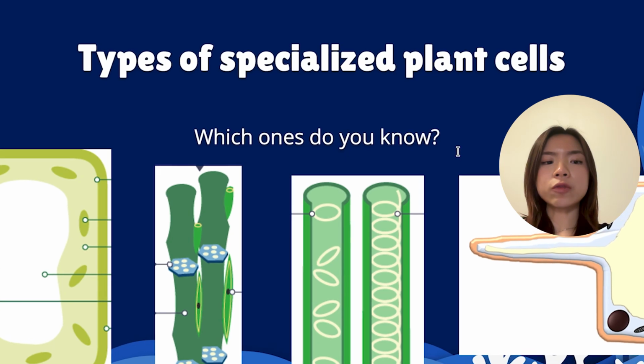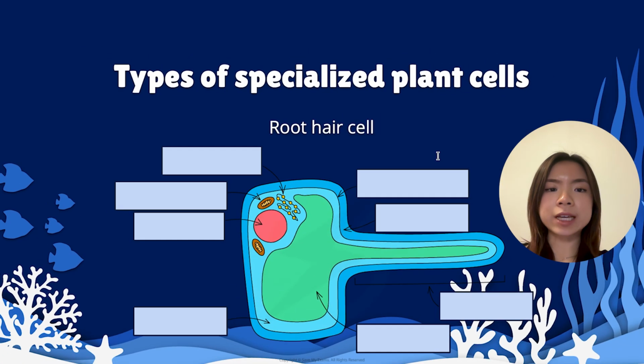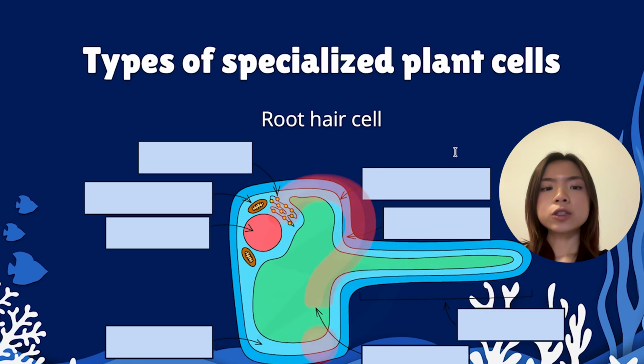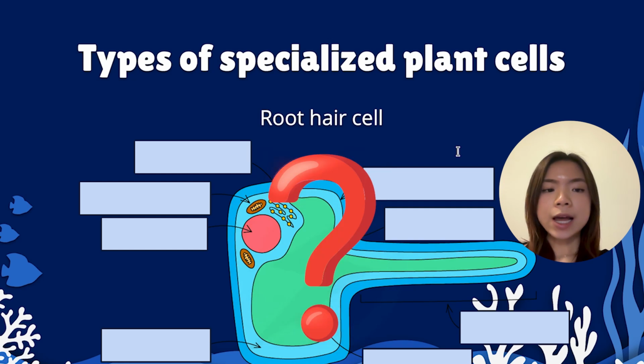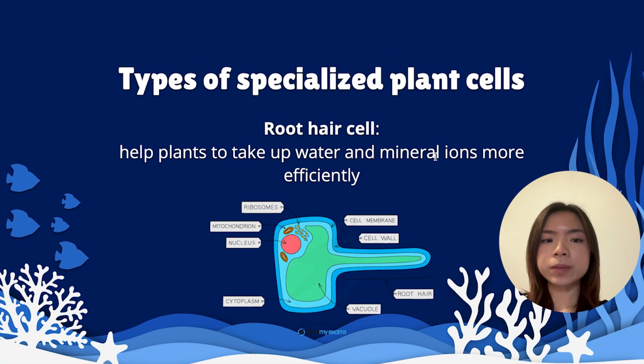Here I've got a few photos of various specialized plant cells, and we'll go into more detail about each of them. So the first specialized plant cell we have is the root hair cell. Here I've covered up the labels for each of the subcellular structures or different organelles. So try to pause this video now and take a guess as to what each label is covering. And then we'll go through the answers.